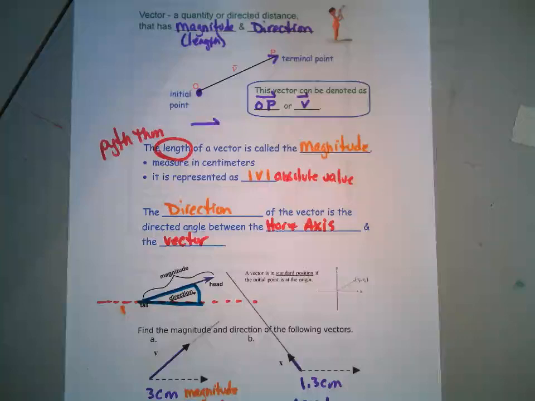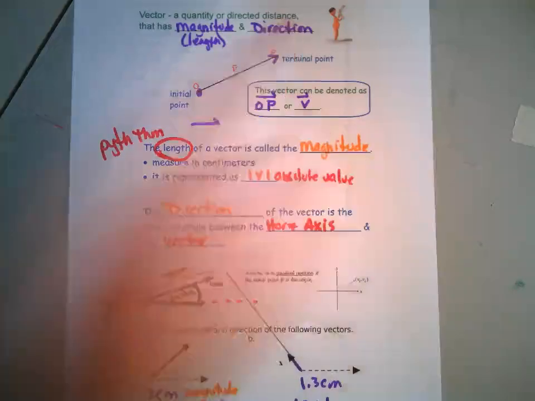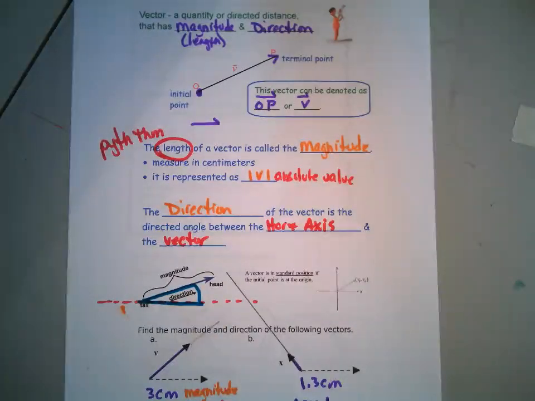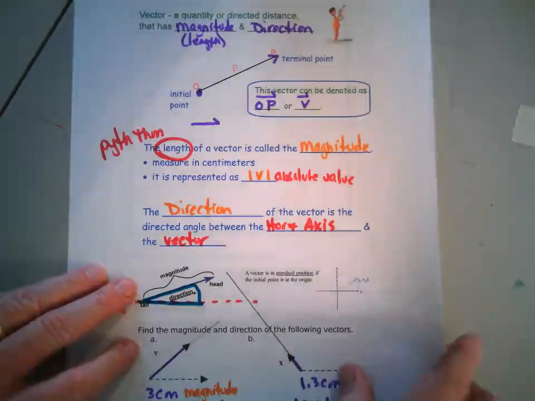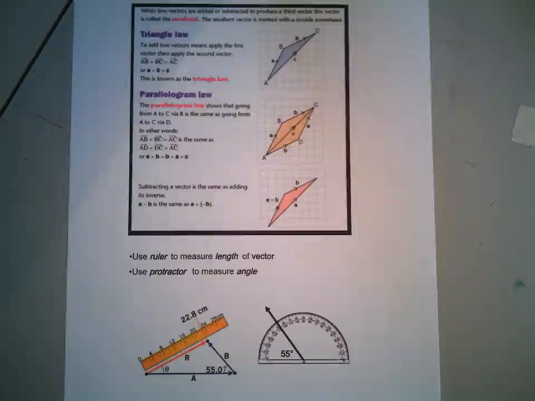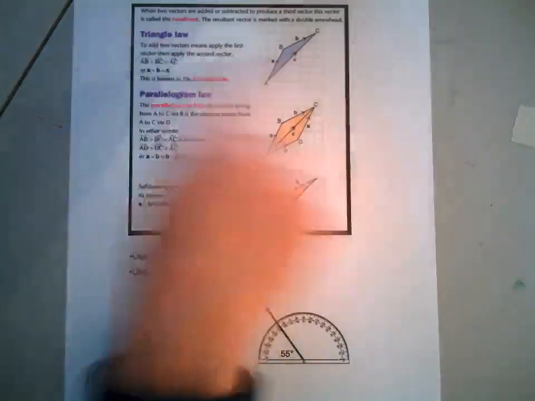They have two different measurable components, a magnitude, which is its length, and the direction, which is an angle measure that comes from the horizontal axis. So that's the introduction to vectors. This next page just shows you a couple of different ways to add vectors.